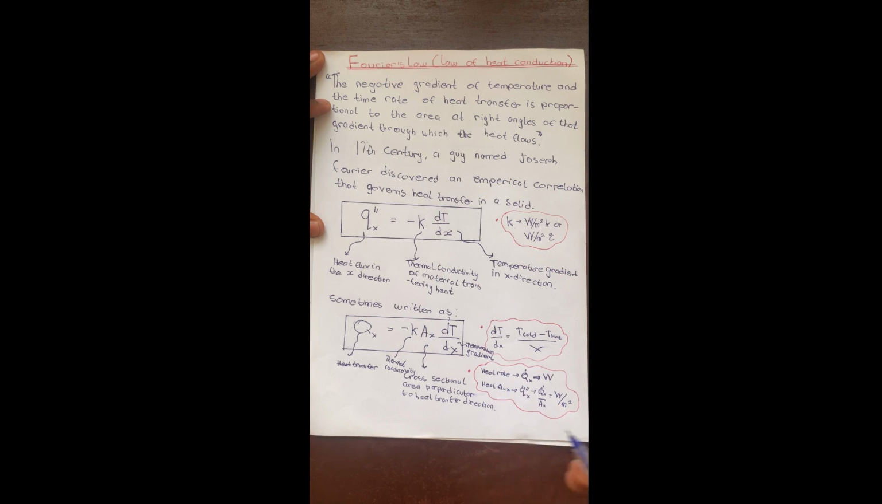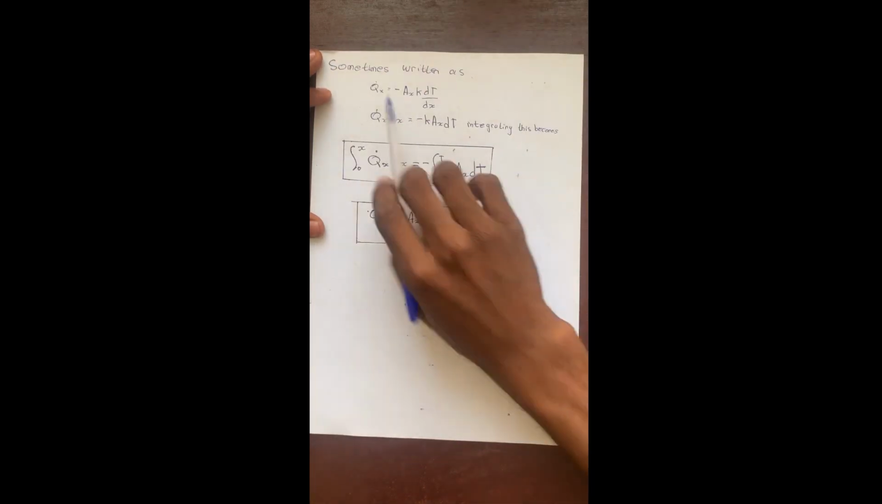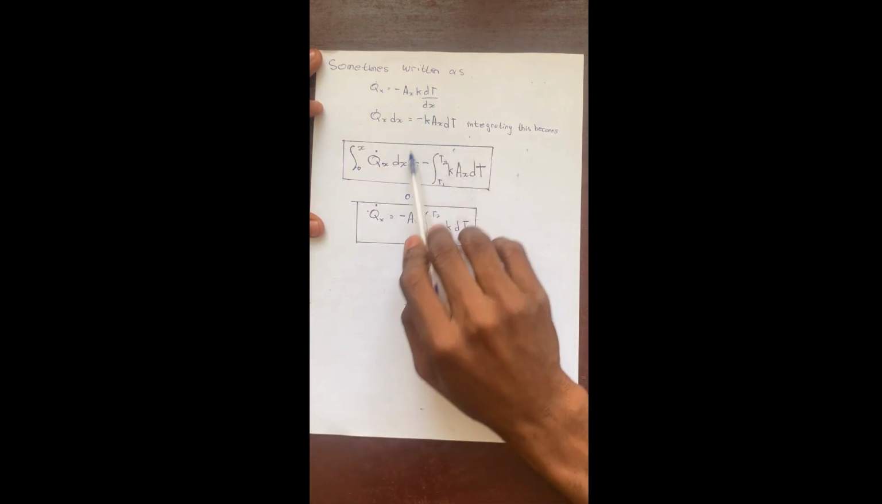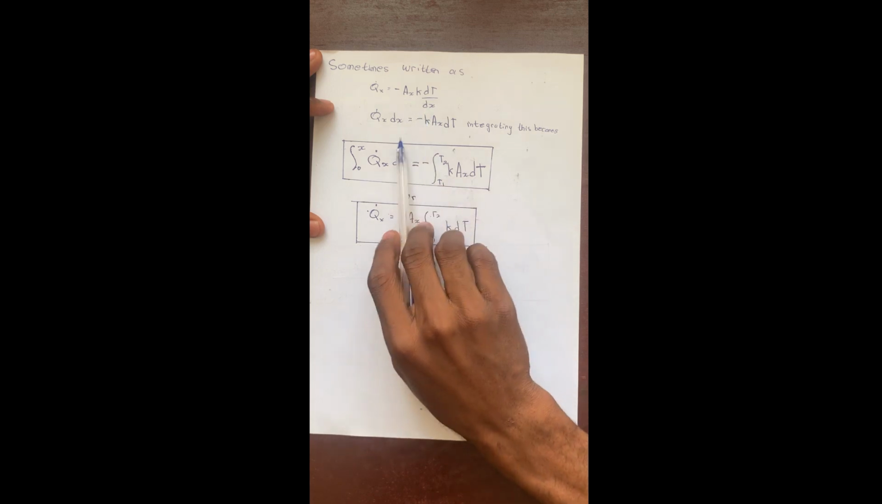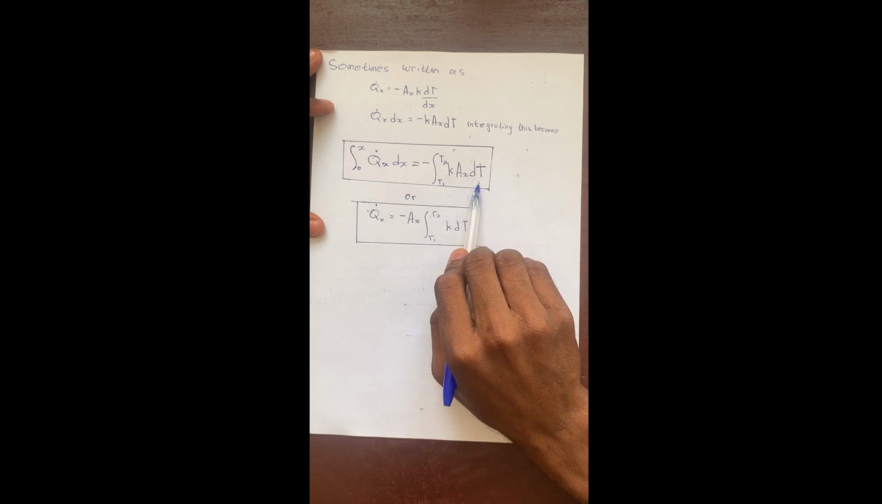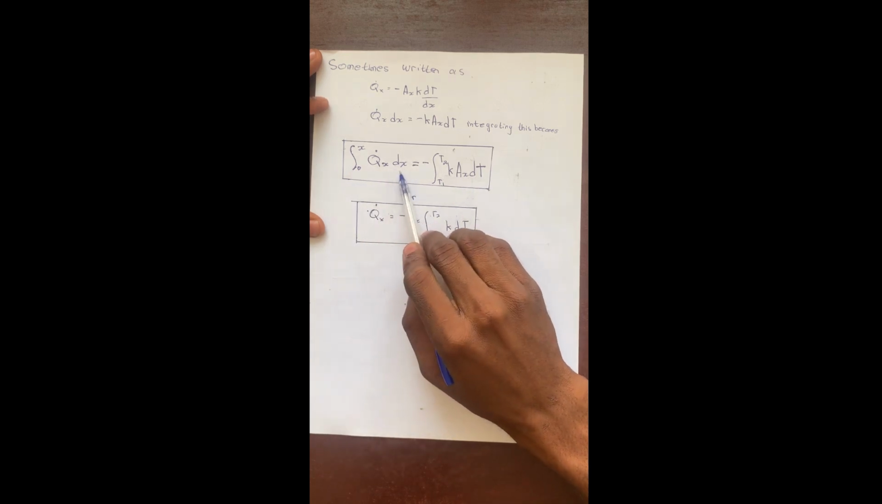Then the unit for heat rate is watts, and the unit for heat flux is watts per meter squared. Heat flux is equal to the heat rate divided by the surface area. So heat flux is simply heat rate divided by surface area. Sometimes the formula can be written in the integral form. So you bring the dx over here, and you integrate it by the temperature, and you integrate this one too by the distance.